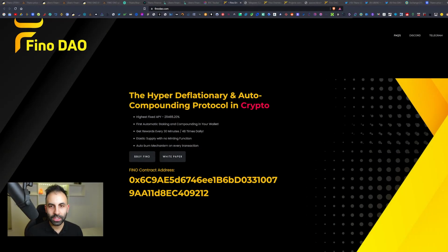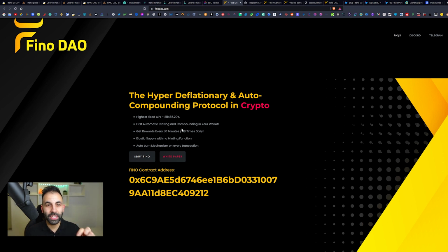I have already done an overview project of these auto compounding and auto staking platforms, and as you guys can see here, we're on the Fino Dao one today. We're just going to be talking about this one specifically and explaining to you guys what is new and what is different compared to Titano and Libero Financial, right? And we're just going to be going over this if you guys want to see this more in detail.